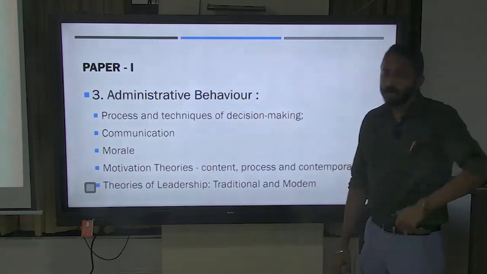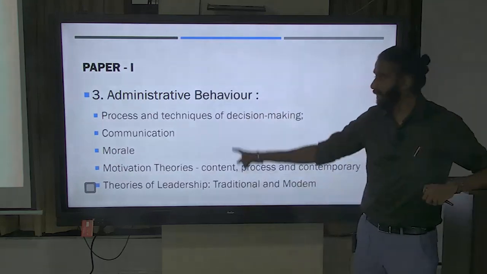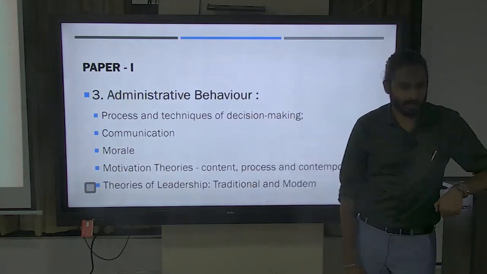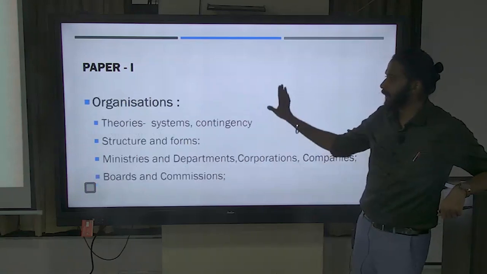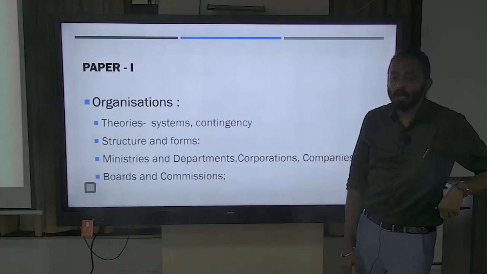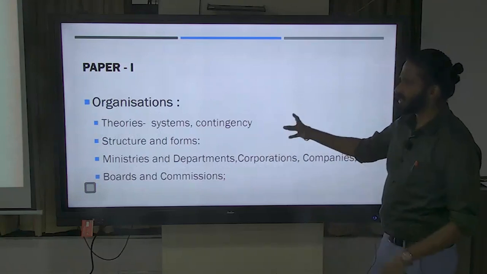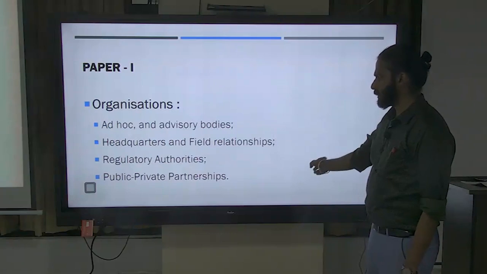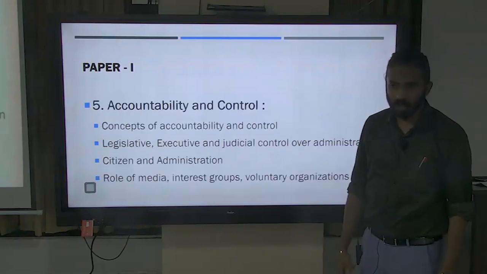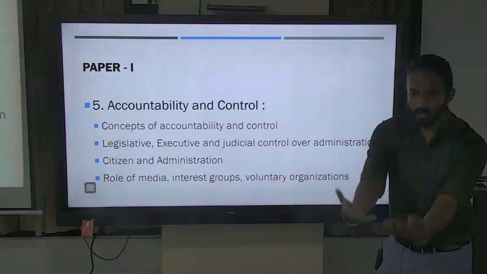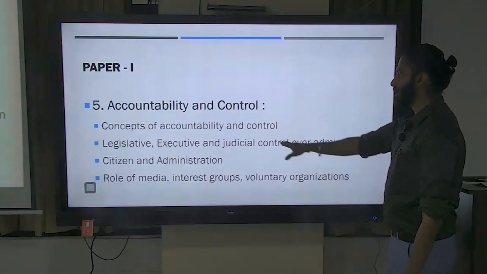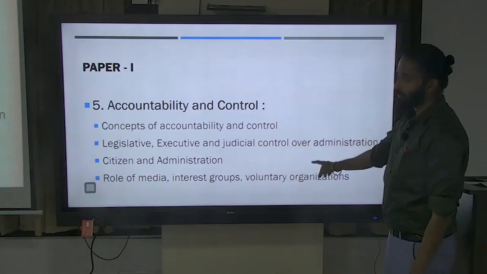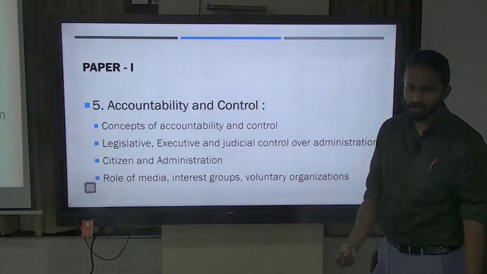The third chapter, as I said, is behavior. In behavior, communication, motivation, leadership, decision making, all these things will be discussed. This is administrative behavior. The fourth chapter is organization: the different structures, ministries, boards, commissions. We'll go through all this. The fifth chapter is accountability. How we can ensure accountability to the people and to the bureaucrats: legislative, executive, judicial accountability, citizens, media, role of media, role of interest groups, pressure groups. Do you know what is a pressure group?